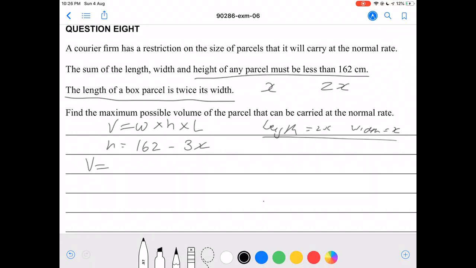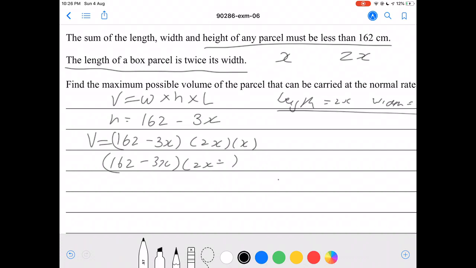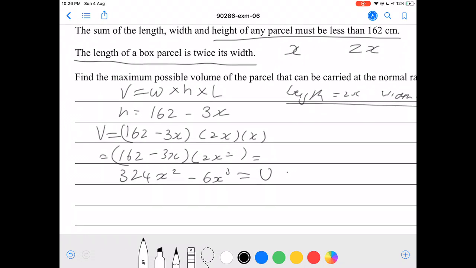So now we can rewrite our volume formula. V equals 162 minus 3x times 2x times x. So therefore, we'll get 162 minus 3x multiplied by 2x squared. And that should give us, just calculator here, 324x squared minus 6x cubed. And that equals our volume. So therefore, now we have our volume formula.